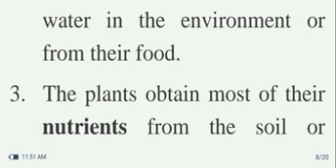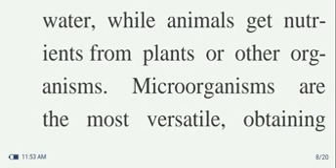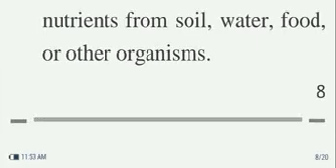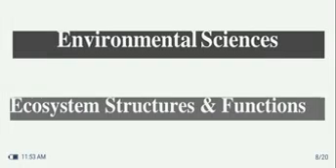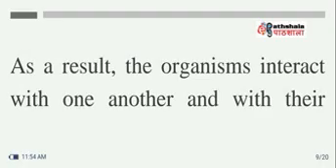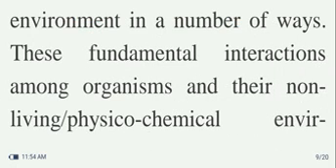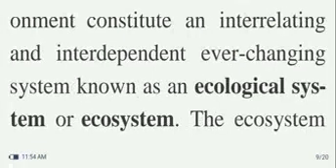The plants obtain most of their nutrients from the soil or water, while animals get nutrients from plants or other organisms. Microorganisms are the most versatile, obtaining nutrients from soil, water, food, and other organisms. As a result, the organisms interact with one another and with their environment in a number of ways. These fundamental interactions among organisms and their non-living and physico-chemical environment constitute an interrelating and interdependent, ever-changing system known as the ecological system or ecosystem.